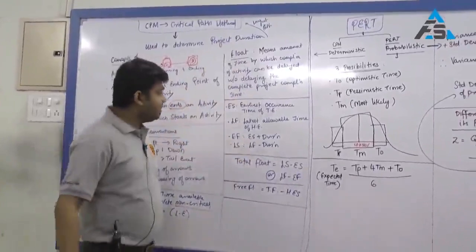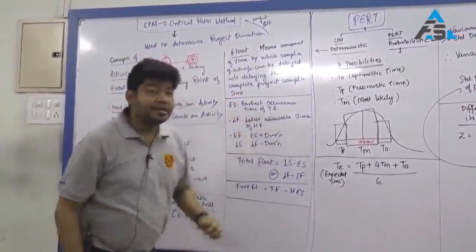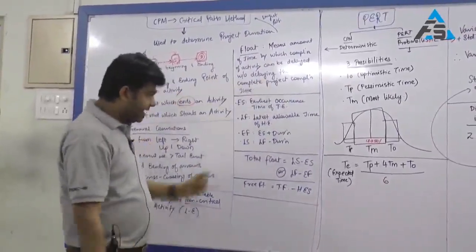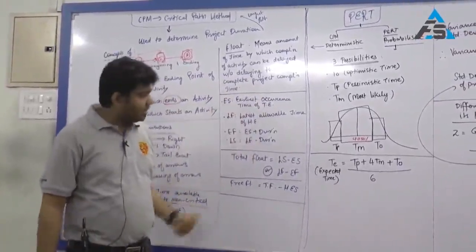Certain concepts to be kept in mind. ES, the earliest occurrence time of the tail event. So here, what is going to be the earliest occurrence time of the tail event should be mentioned. That obviously will depend on the question that is given to you.